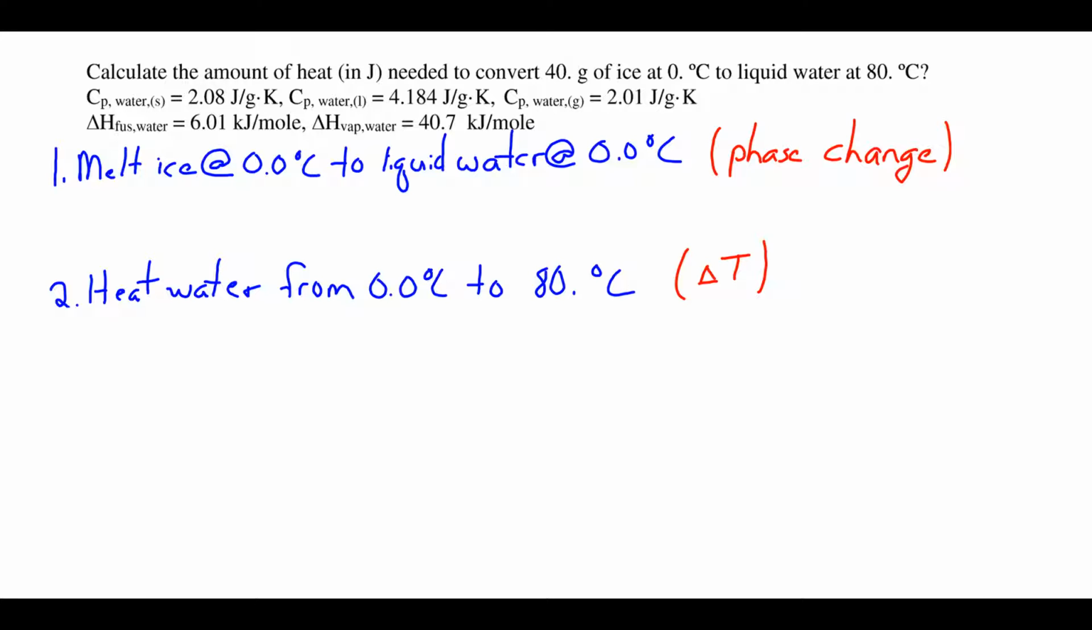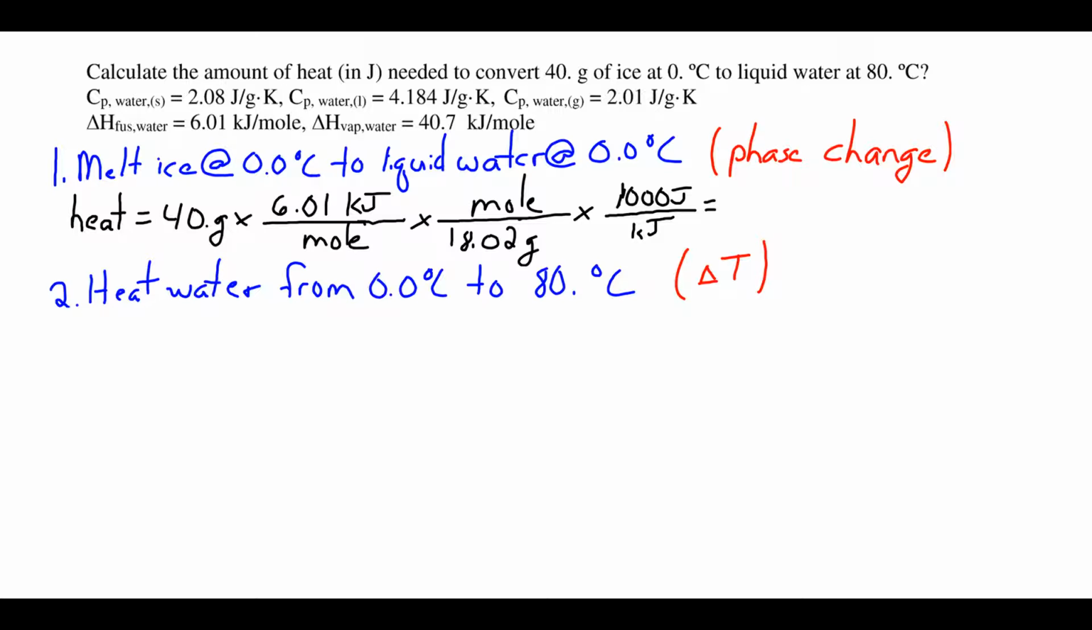Alright, so there's two processes. We have a phase change process and a delta T process. The constants that we need are all given here in the statement of the question. So we just set up our problems and churn out our answer.